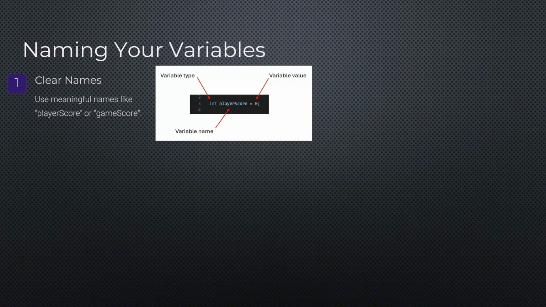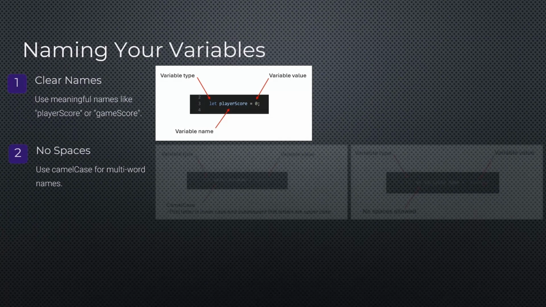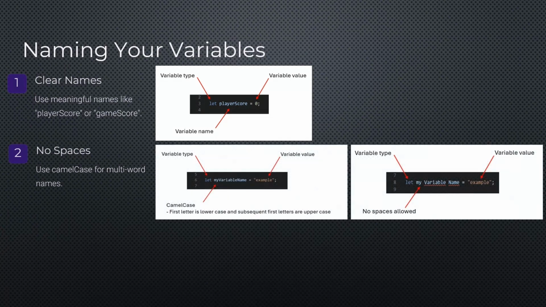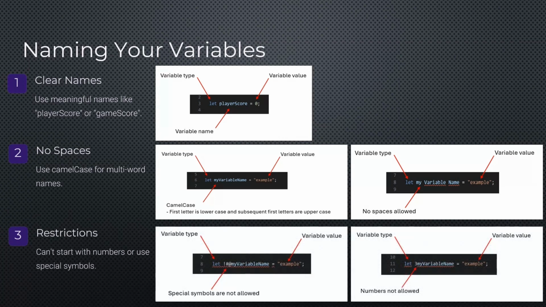Now, a few tips. Variable names shouldn't have spaces. You can use camel case like player score instead. Also, they can't start with a number, and they can't use special symbols. Keep it simple, and you're good to go.